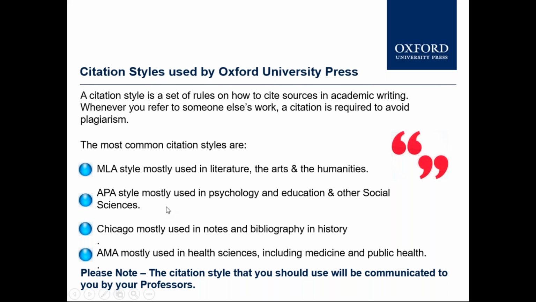Now, the most common citation styles that are used by Oxford University Press are the MLA style, which is mostly used in subjects like literature, arts, and humanities. The APA style, which is mostly used in psychology, education, and other social sciences. Chicago, which is mostly used in notes and bibliographies in history. The AMA, mostly used in health sciences, including medicine and public health.